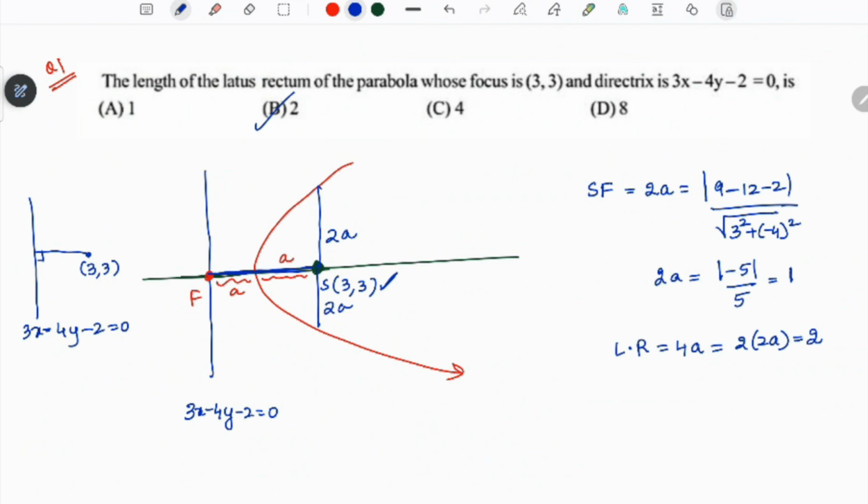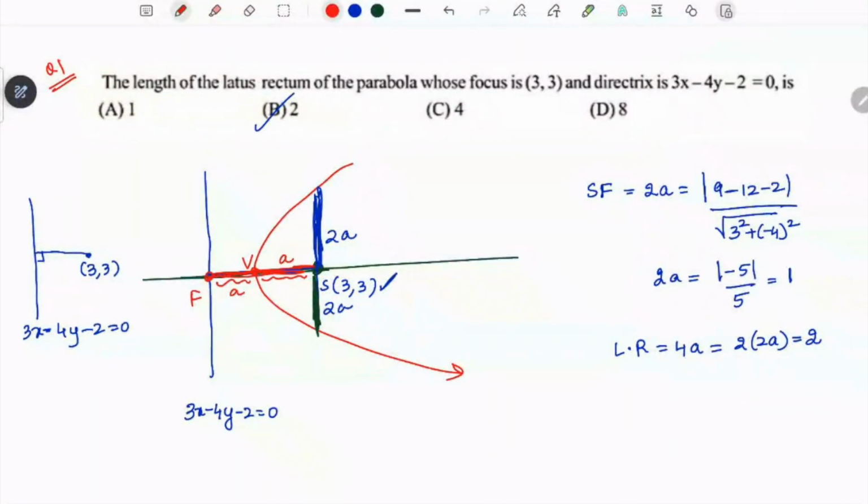Did you understand this? What is the distance between focus and vertex? That is A. The distance between vertex and foot of the directrix is also A. The distance between focus and foot of the directrix is 2A, the semi-latus rectum. See how nice it is, no? This distance is also 2A, this distance is also 2A, and this distance is also 2A. These three distances are 2A only: SL1, SL2, SF, all these distances are 2A, right?